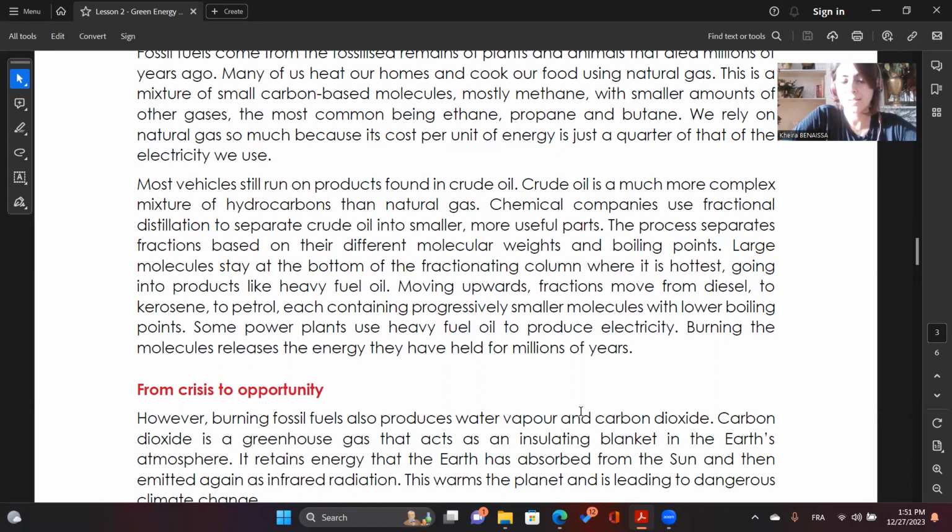Some power plants use heavy fuel oil to produce electricity. Burning the molecules releases the energy they have held for millions of years.